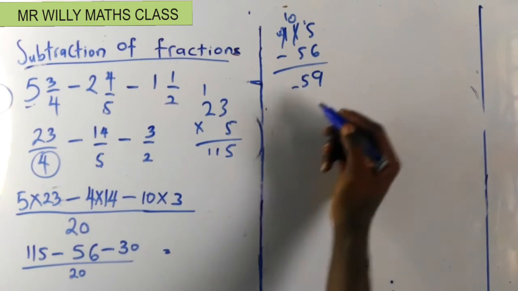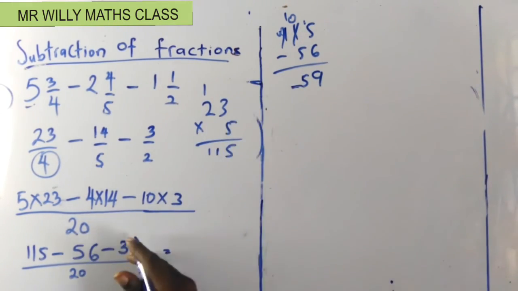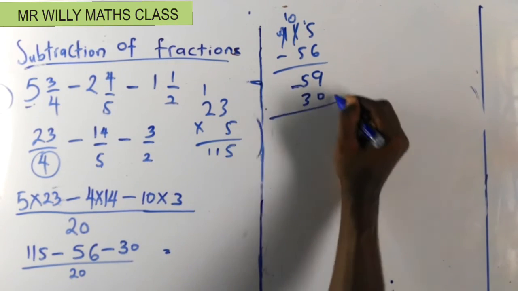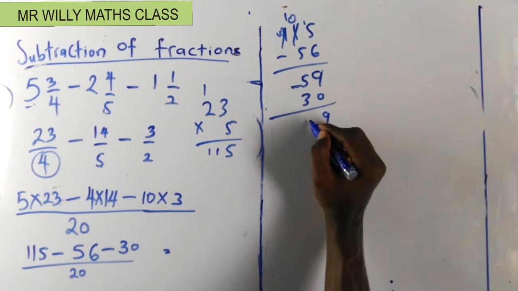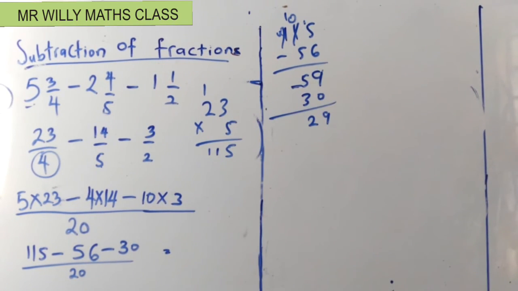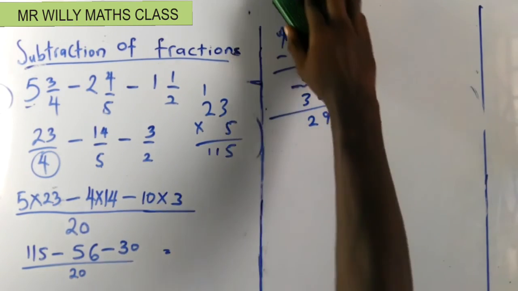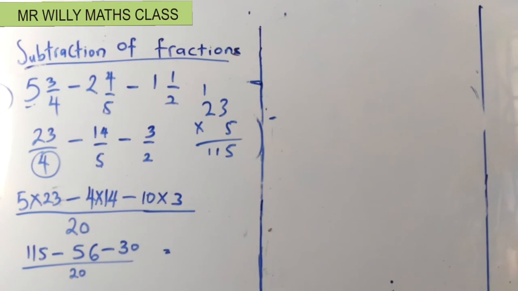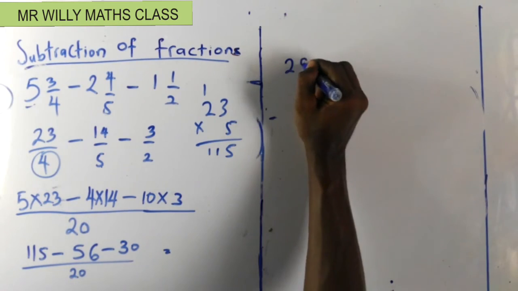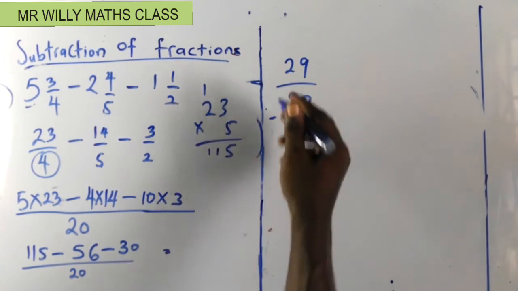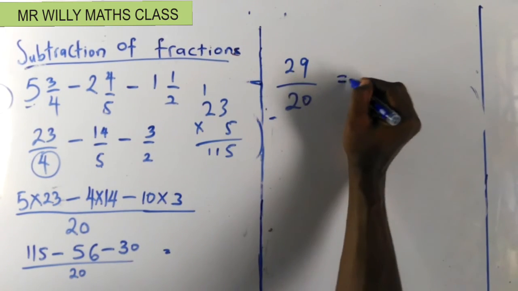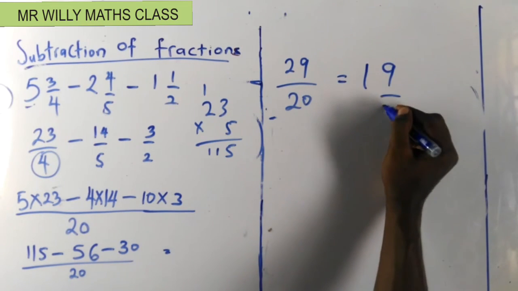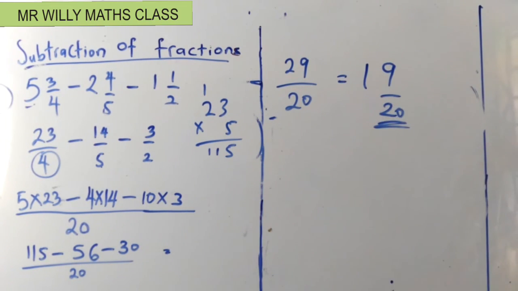So I want to subtract this 30 from it. So 9 minus 0, 9. 5 minus 3, that will be 2. So 115 minus 56 minus 30 will give us 29. So we're having 29 over 20. So you divide it. How many 20 can you see in 29? That will be one whole number, 9 over 20. Can you see that we still have a similar answer to what we had when we used the first method?